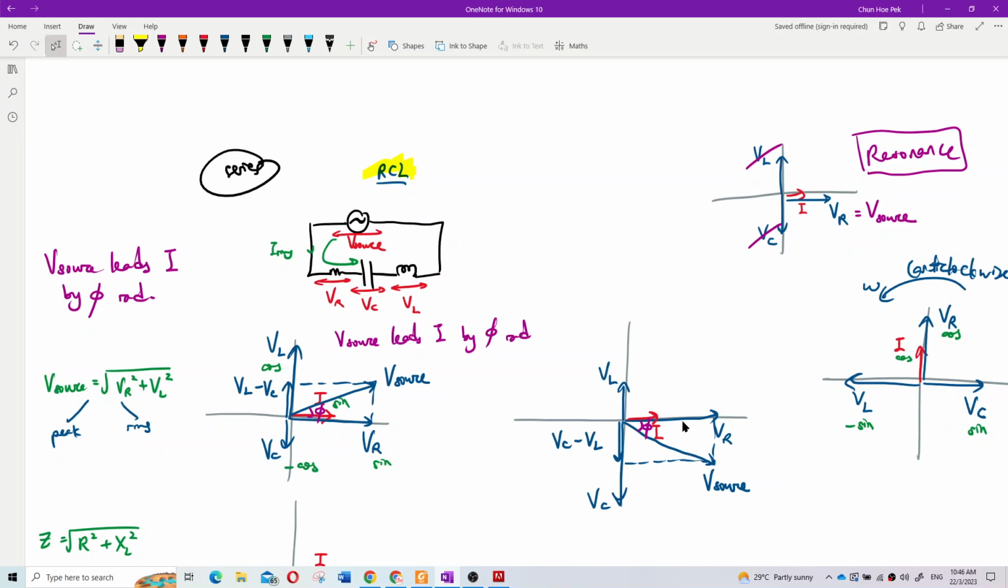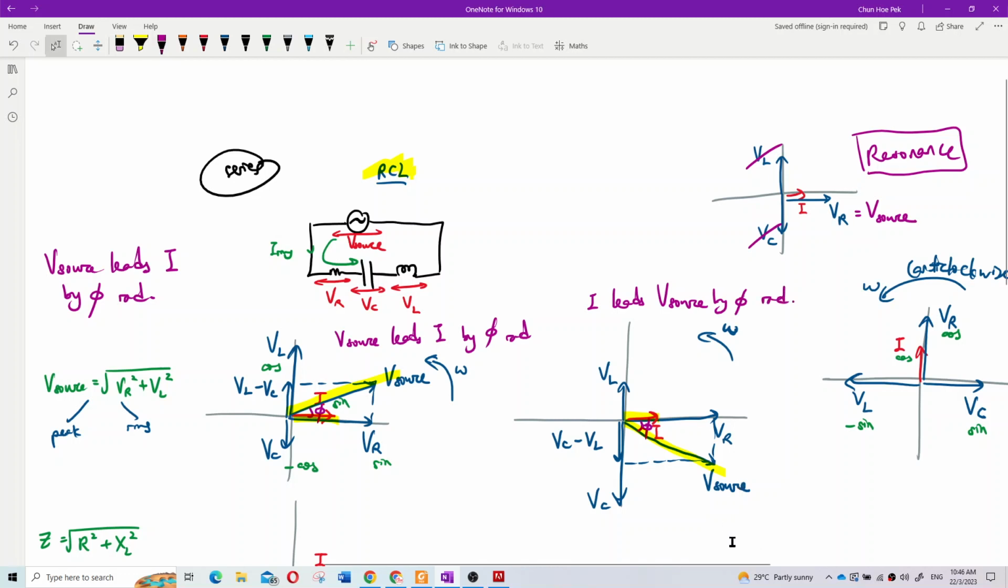You need to look at V source and current. If VC is longer, then current leads V source. Remember, rotation is anti-clockwise. So this one is current leads V source by phi radian.